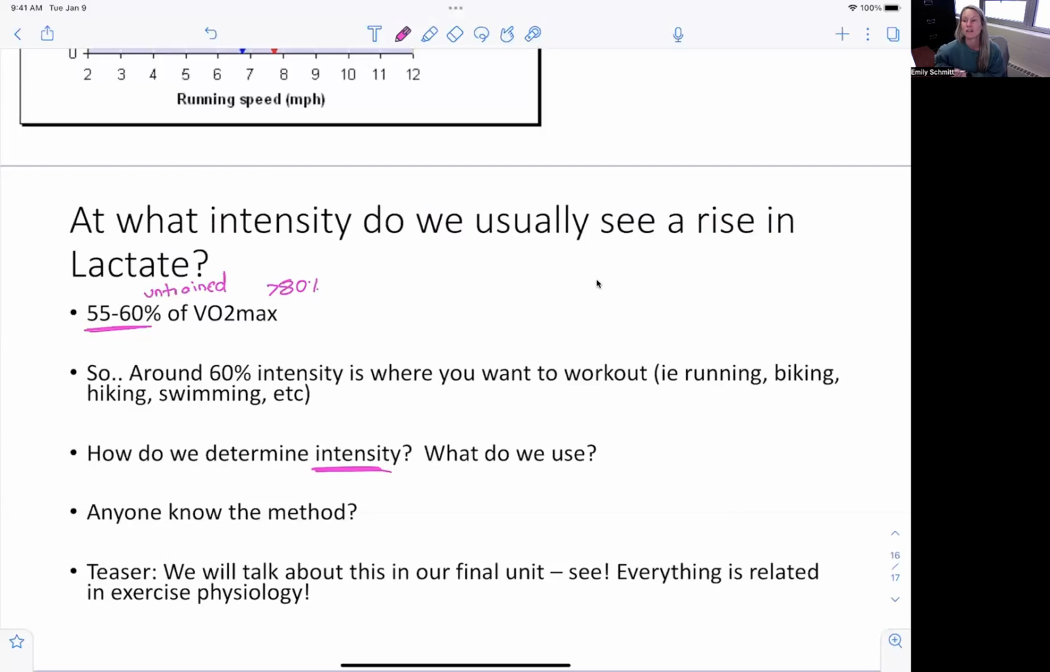But we use the Karvonen method to determine intensity and really what that means for your heart rate. So when we talk about intensity, we're talking about heart rate. So where should your heart rate be in order to produce the effect that you want?